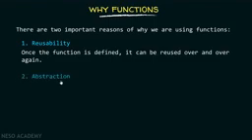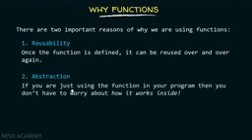The second reason is abstraction. That is, if you are just using the function in your program, then you don't have to worry about how it works inside. For example, scanf function. You can reuse the scanf function multiple number of times, right? Without defining its functionality again and again in your code. And also it provides the level of abstraction. That means you don't have to worry about how it works. You can simply use it in your code without even worrying about how it works. Therefore, function satisfies both the properties, that is reusability and abstraction.